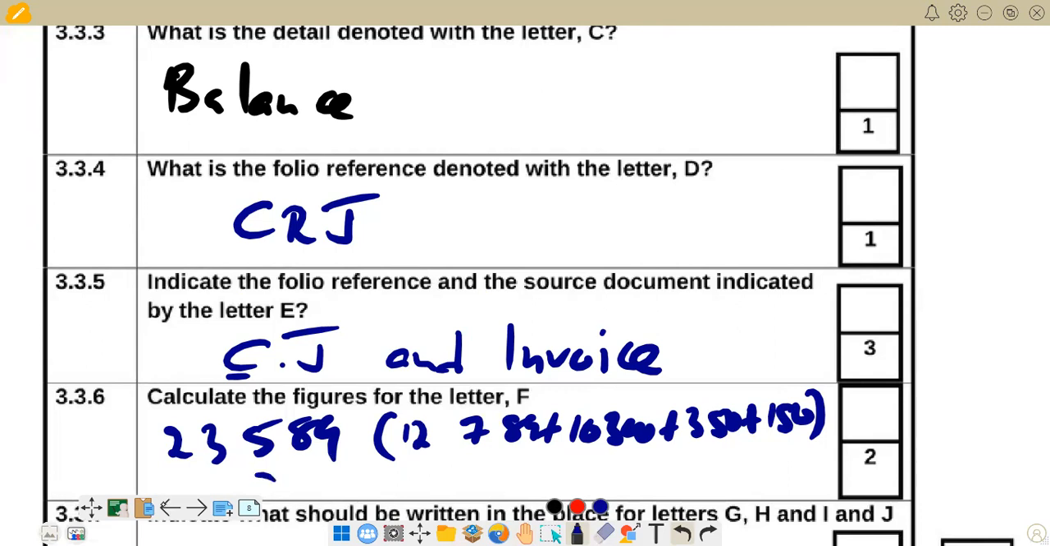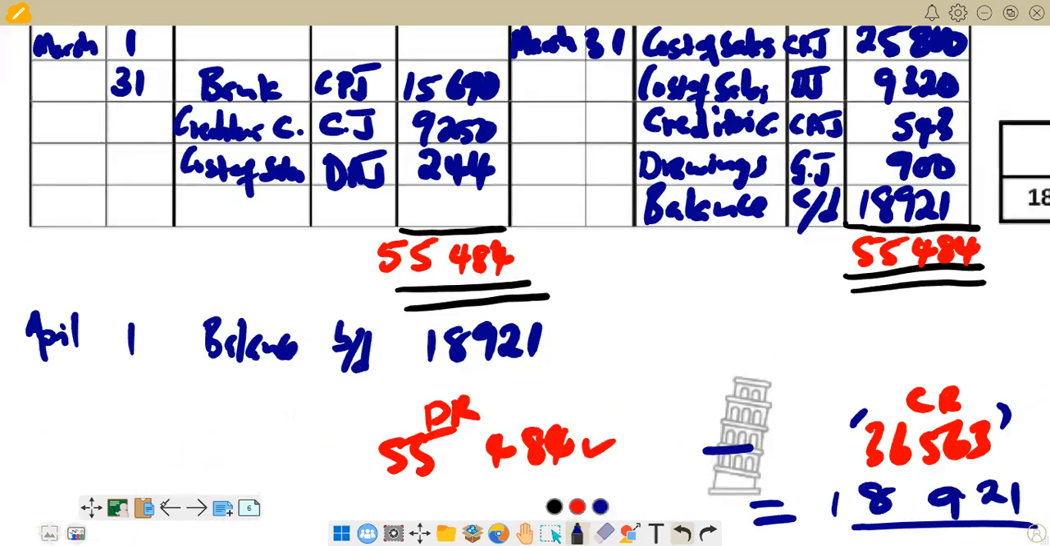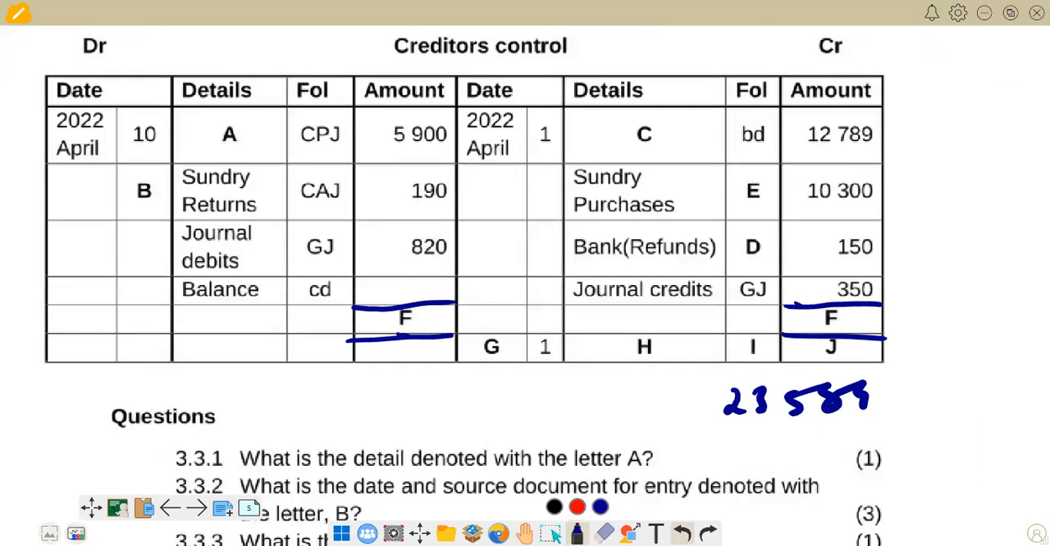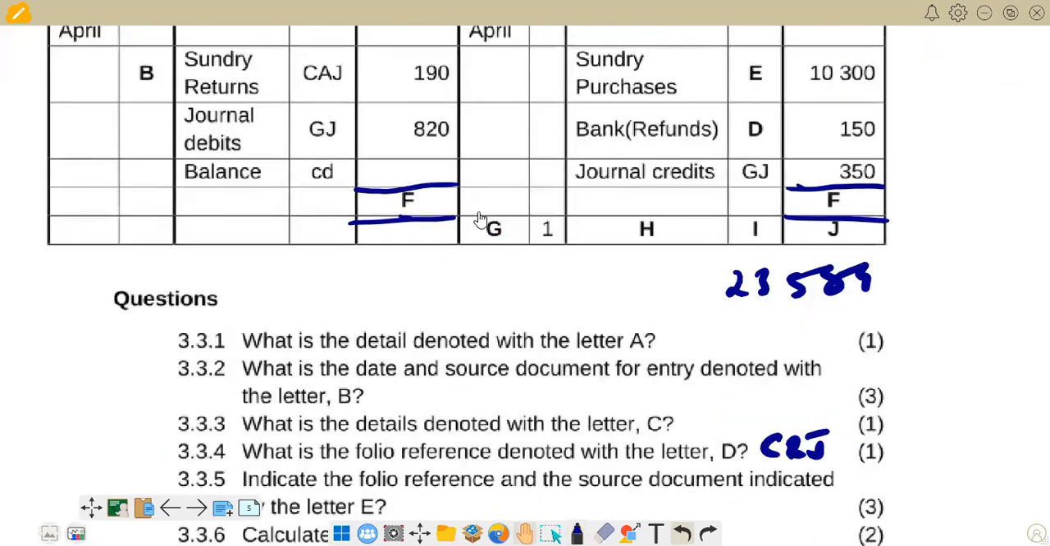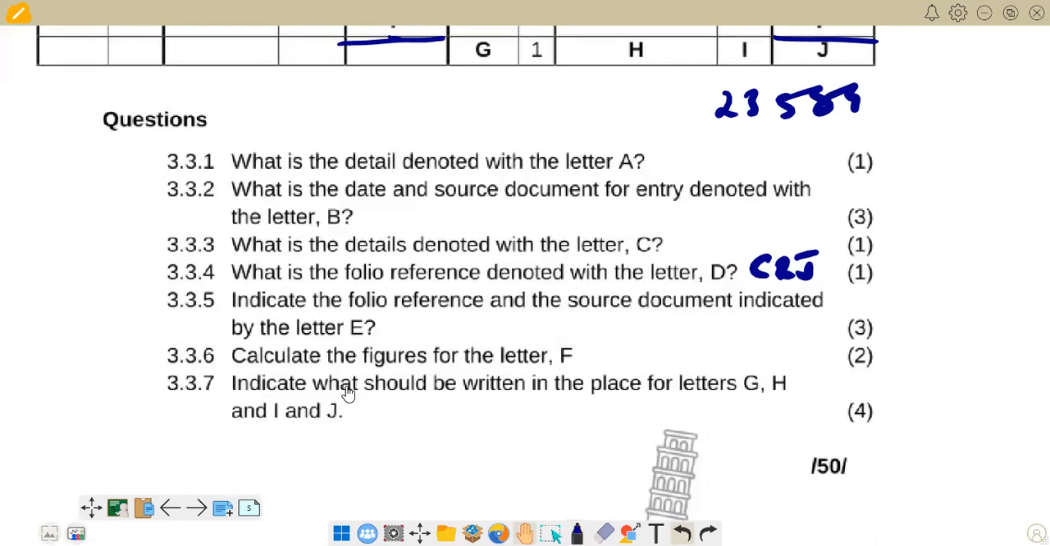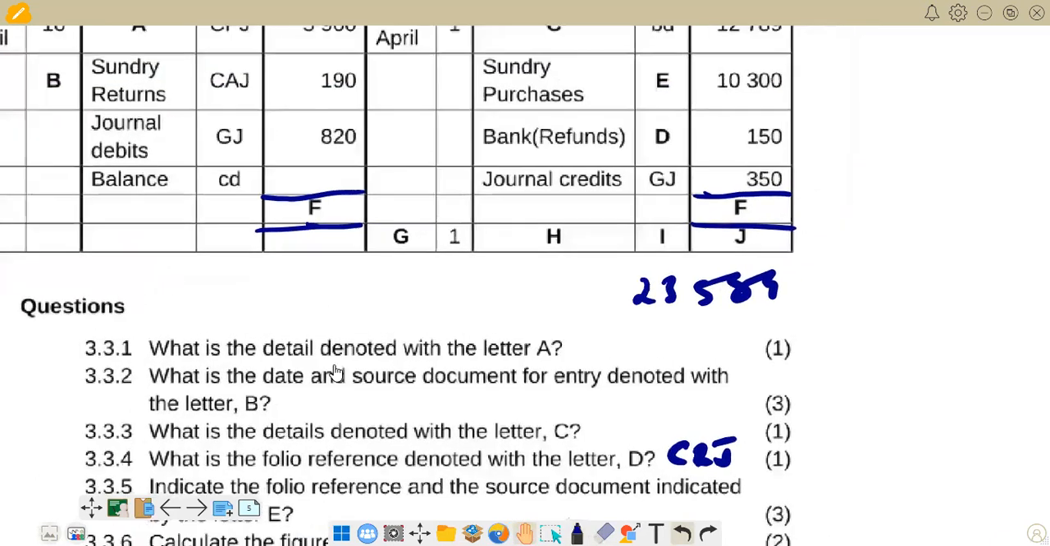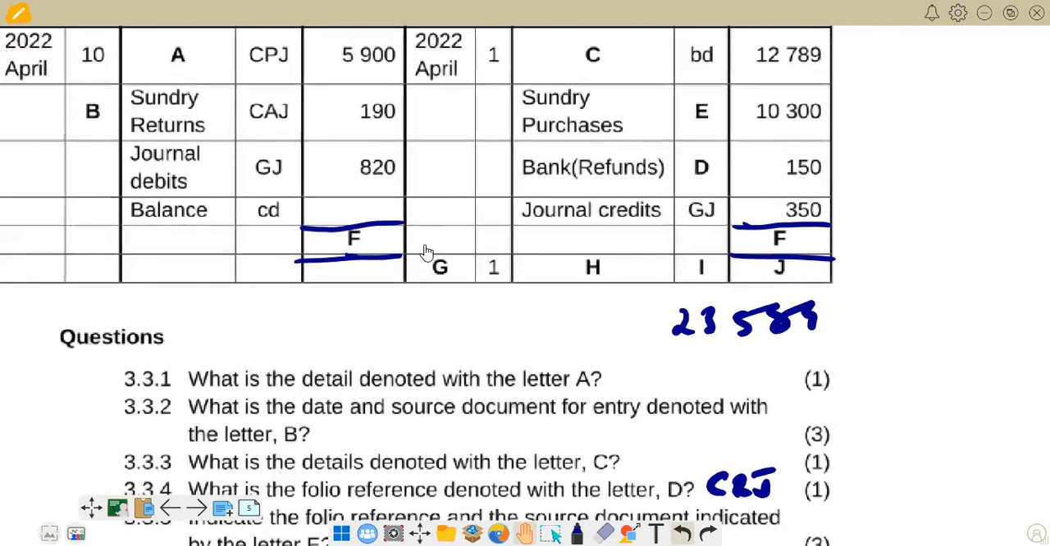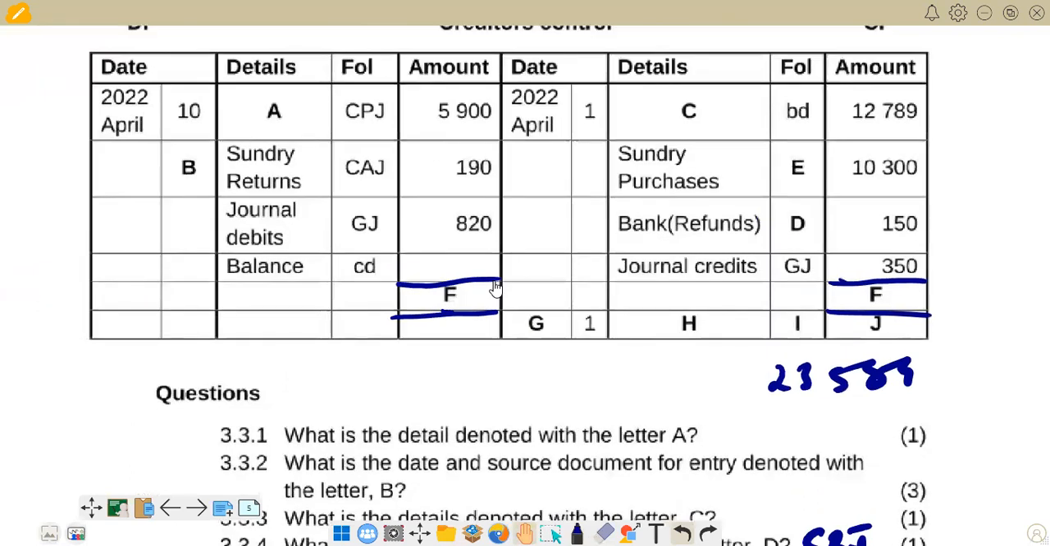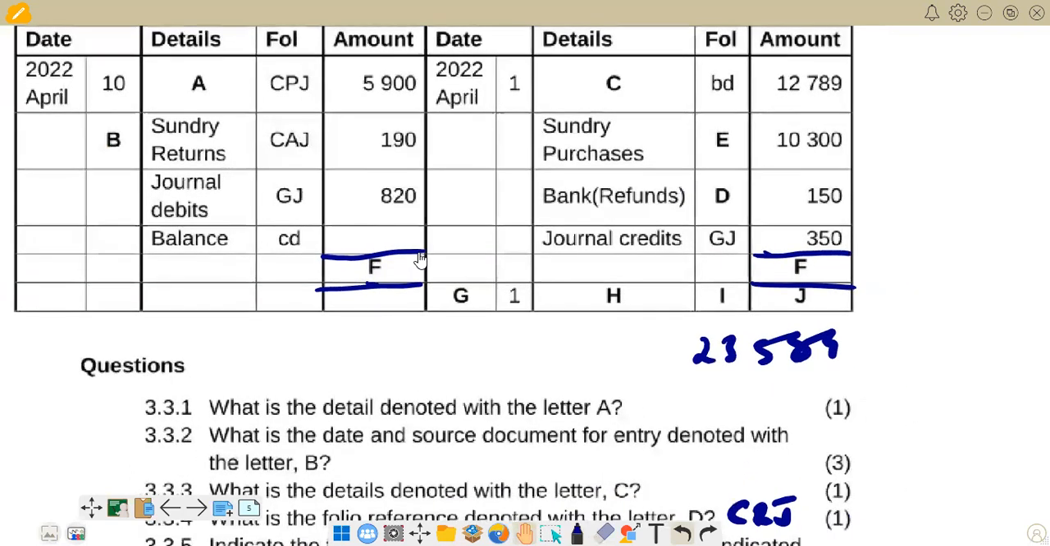So we go to the next question, 3.3.7. Let's try to see what we have in terms of 3.3.7. We now have indicate what should be written in the place of letters G, H, I, and J. This is the date of the balance BD that we are going to have here. So it's going to be the date of the next day of the next month. Remember, we are in April, so it's going to be May 1.